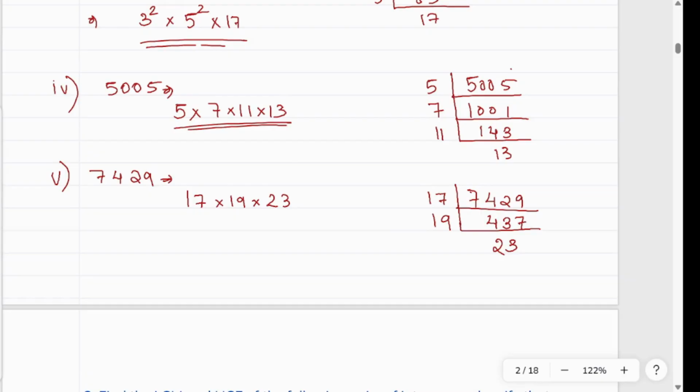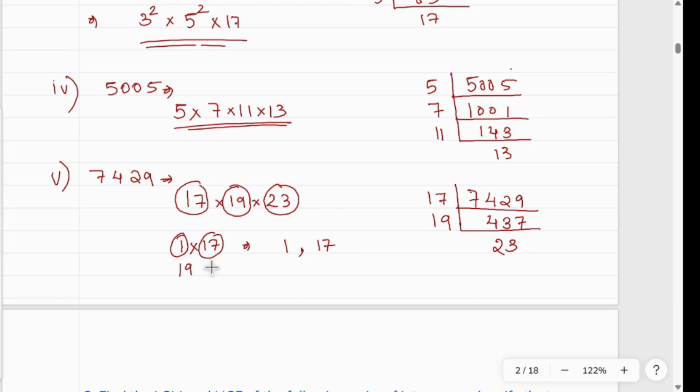Here also you can check. 17 is a prime number. 19 is a prime number. 23 is a prime number. Prime numbers are the numbers which have only the one and the same number as its factors. Okay. For 17, in which way can we write 17? 1 into 17. So what are the factors of 17? Only factors of 17 are 1 and 17.